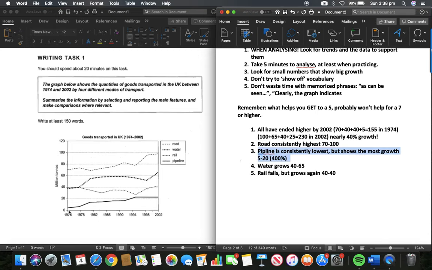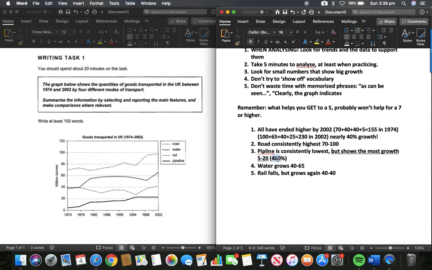And that's pretty good. Now here's one of the key things that a lot of people get wrong. The pipeline. Everyone thinks, oh yeah, pipeline, it's small, it's never bigger than anything, doesn't matter. But it shows the most growth. So it goes from 5 to 20. That's 400% growth. That is huge. That is massive. So I understand that it's low, but it grows the most. So pay attention to that.